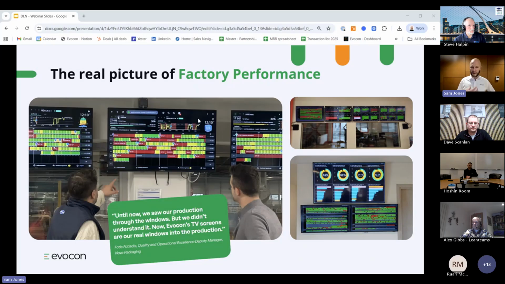And for us, that really hinges on the shop floor operators, the team who are actually at the front line. And on this slide here, I have an image from one of our clients, Nova Packaging. And you can see on the screen, there's displays above some windows. And these windows are actually looking out onto the shop floor.